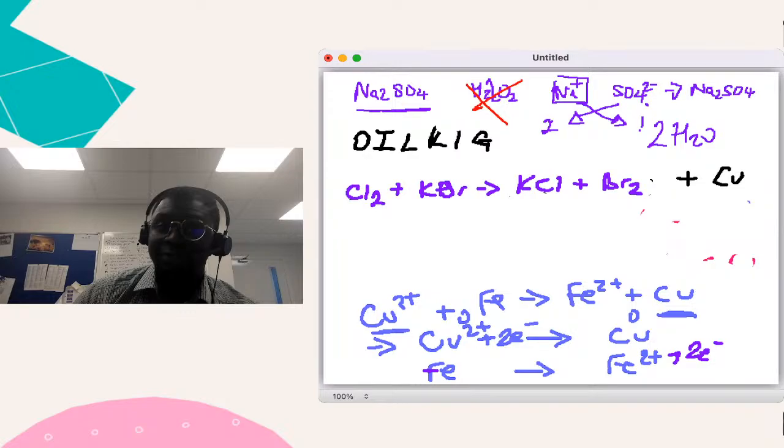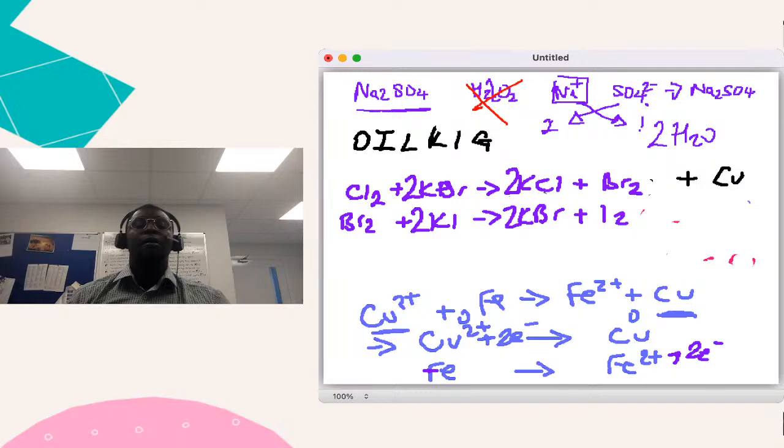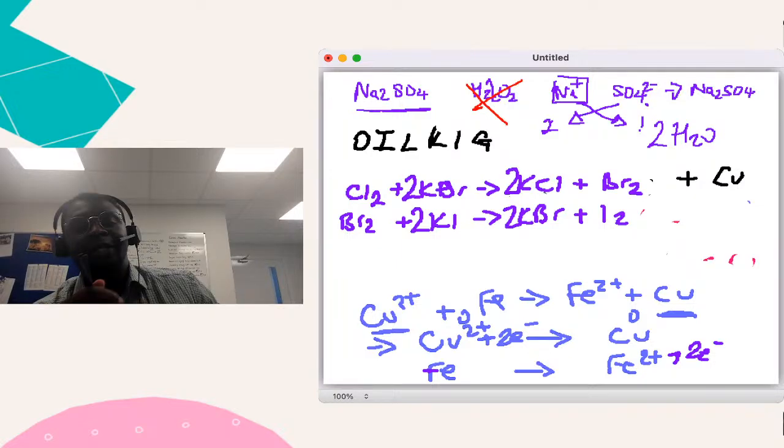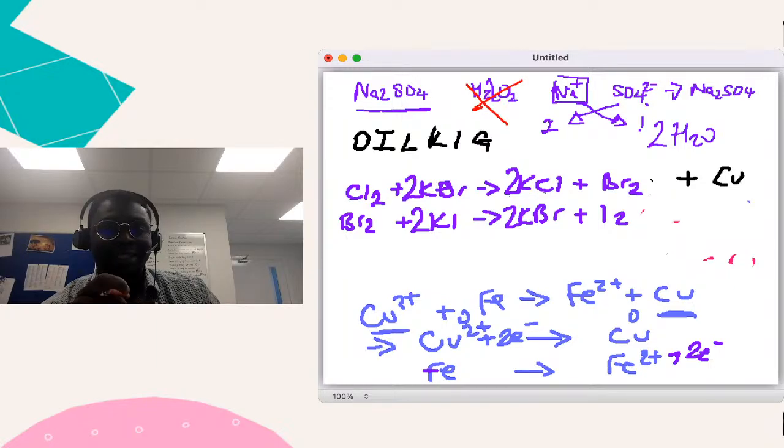And I would balance that out like so. Similarly, if I want to take bromine and then use it to displace potassium iodide, then I'd end up with potassium bromide and iodine, like so. Okay. Unfortunately, though, if I wanted to try and take bromine and use it to displace potassium chloride, that doesn't work because chlorine is more reactive than your bromine. Okay, so it can't displace it.